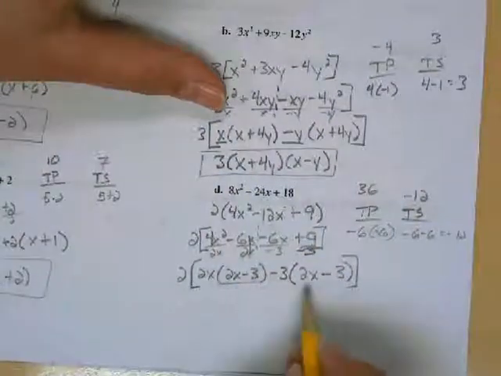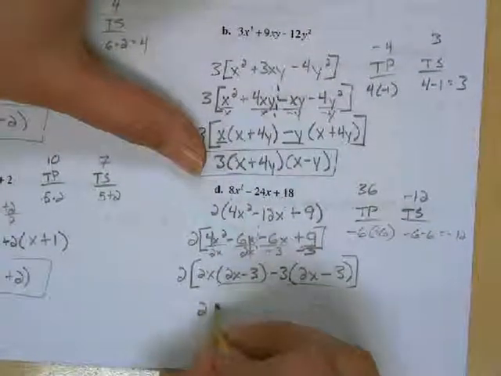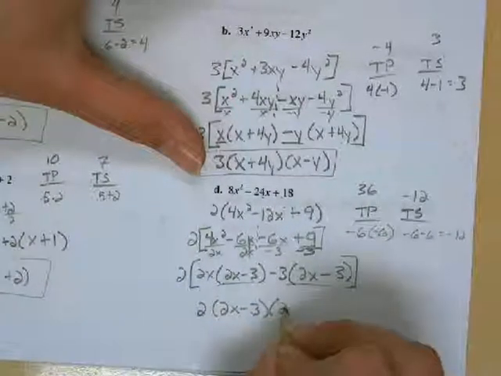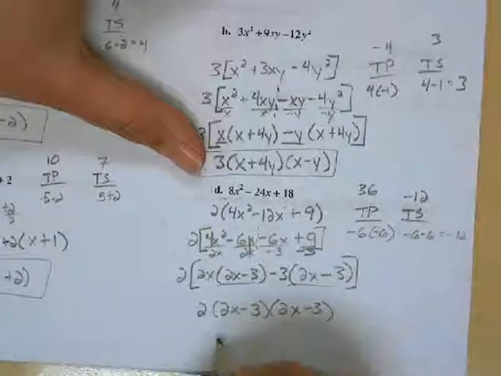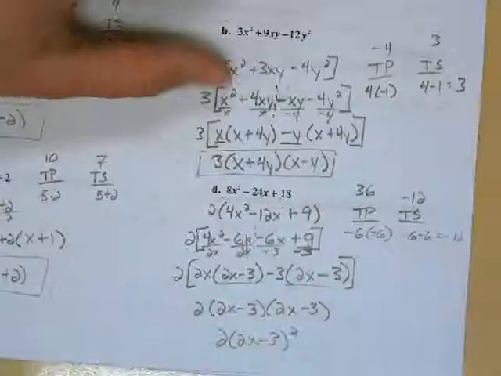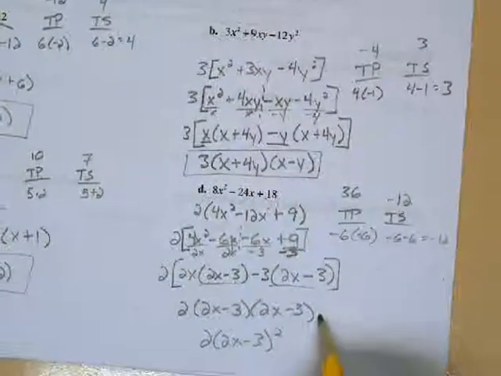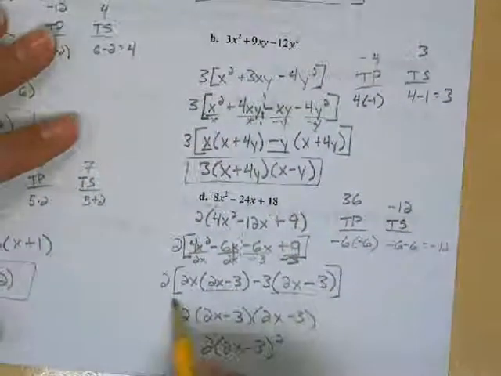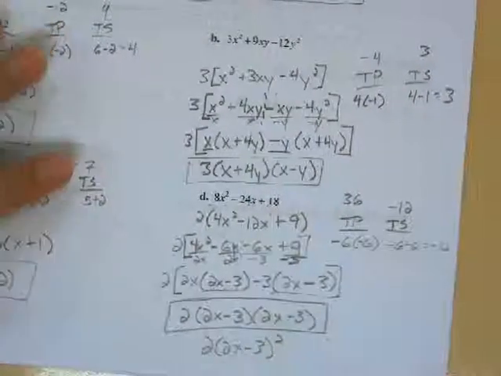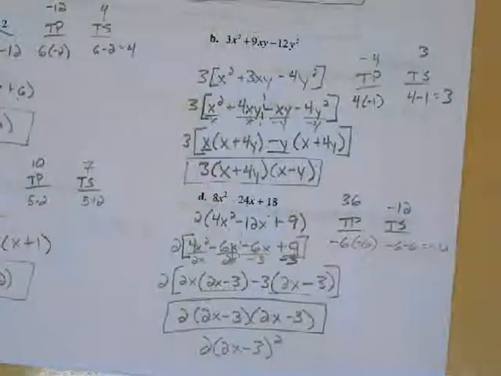Those match. Drop the brackets, we get 2x minus 3, 2x minus 3. If you're wondering, you can write this as 2x minus 3 squared, but you don't have to. You can leave it just like this. That's perfectly fine. There's nothing wrong with this answer right here. But you can use that last one as well.